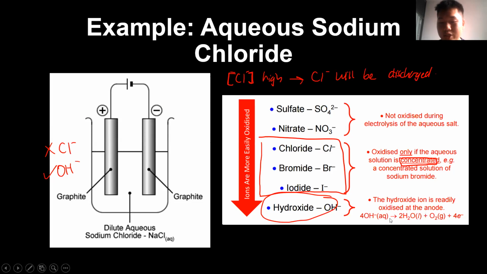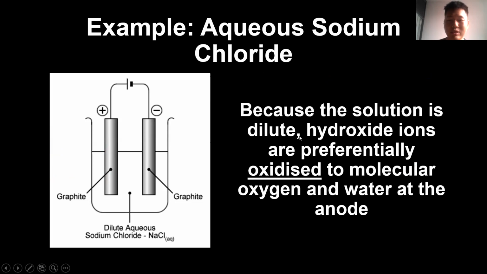OH- will form water and oxygen gas. So what we expect to see is effervescence of a colorless gas, which is oxygen, and electrons over here. OH- loses electrons and this is oxidation. And remember, this is the anode, so it will always be oxidation. Because the solution is dilute and not concentrated, hydroxide ions are preferentially oxidized to form oxygen and water at the anode. So we can expect to see effervescence of a colorless gas, which is oxygen.